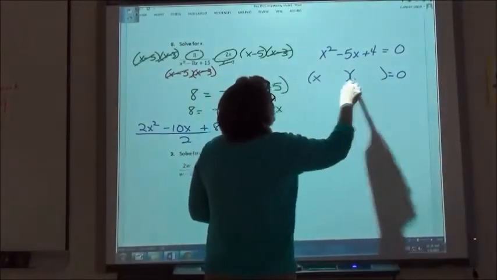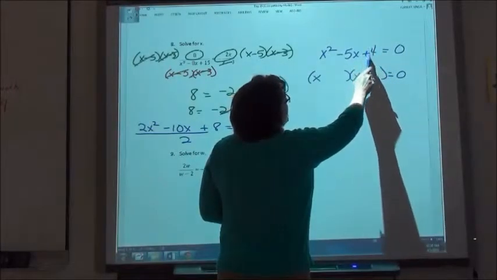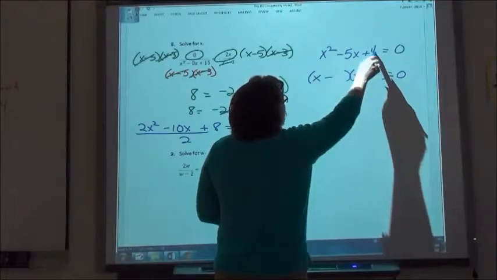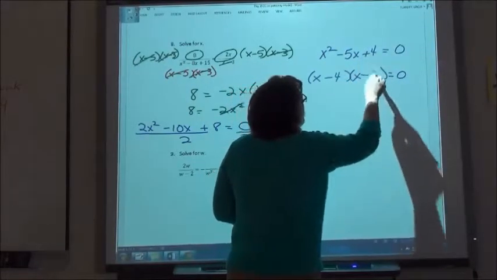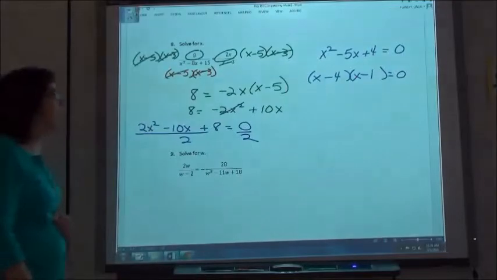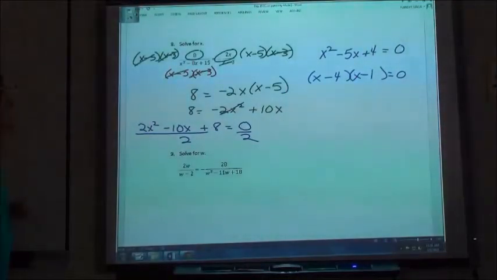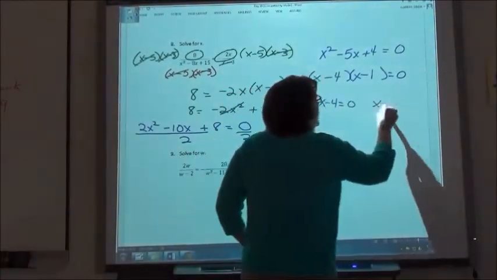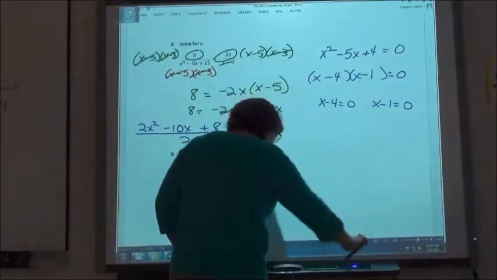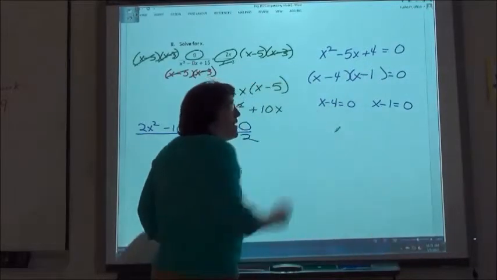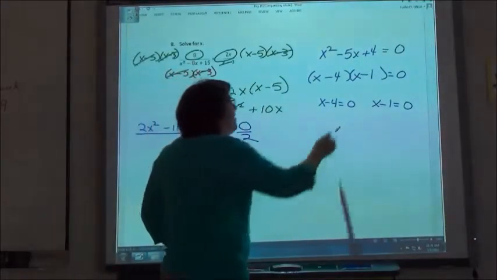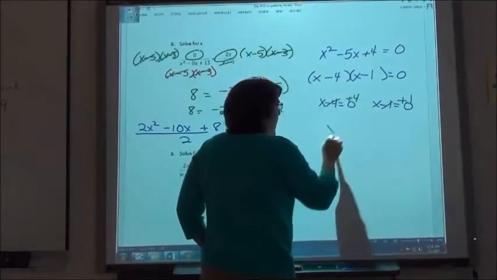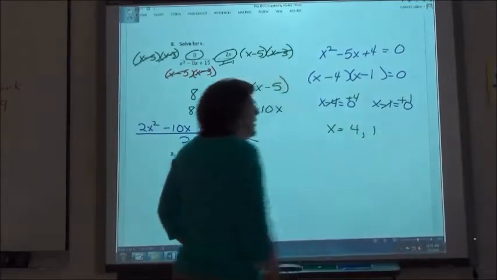Factors of x squared, x and x. Since my end is positive, both are the same as the middle, a negative and a negative. Factors of 4 that add up to 5: -4 and a -1 make the -5 in the middle. I can then set each of those factors equal to 0. So x minus 4 equals 0, x minus 1 equals 0. Solving those, I just need to move my number to the opposite sides by doing the opposites. So I'm going to plus my 4 and plus my 1. X either equals 4 or 1.